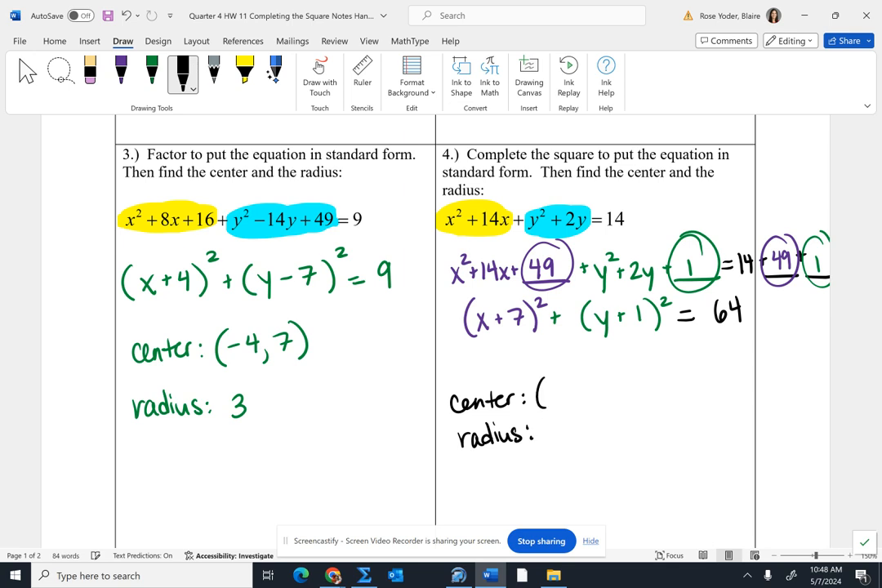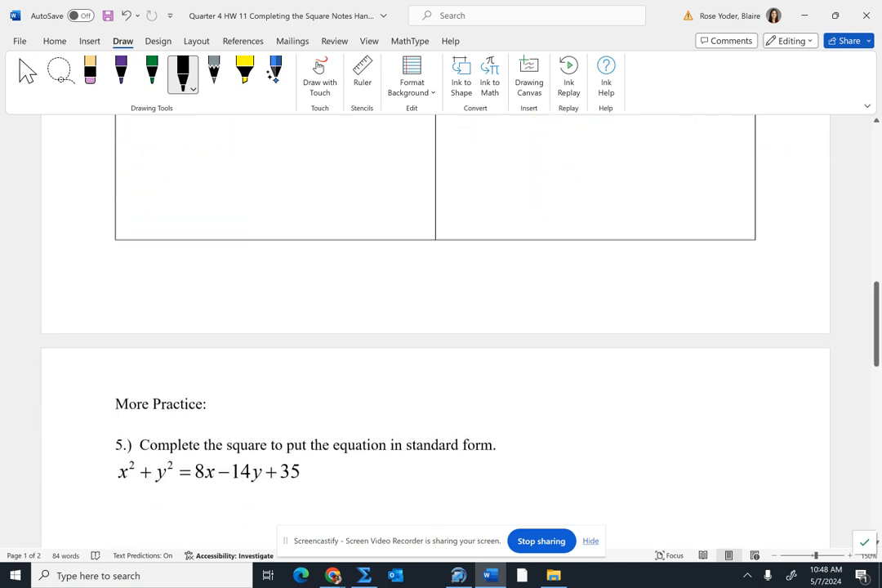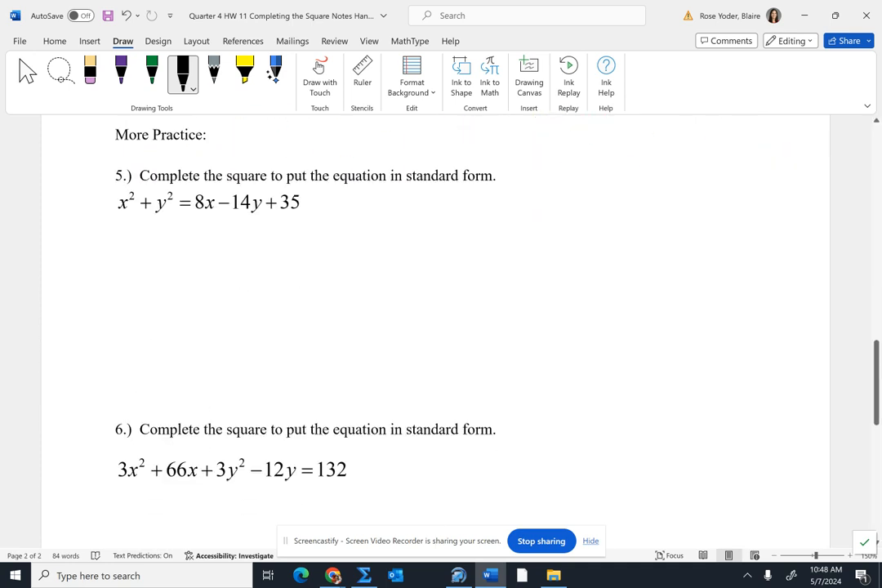So the center, since it's x plus 7 squared, is negative 7. y plus 1 squared, negative 1. And then 64, I can root it, and I get 8. Let's do 2 more quick examples. They're the same thing as what we just practiced. They're just a little bit more challenging because they're mixed up a little bit.